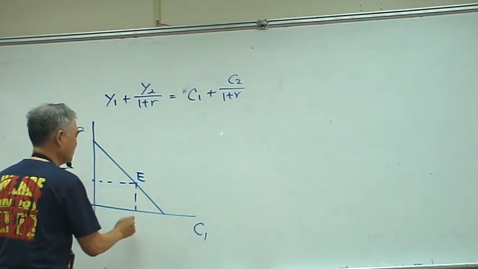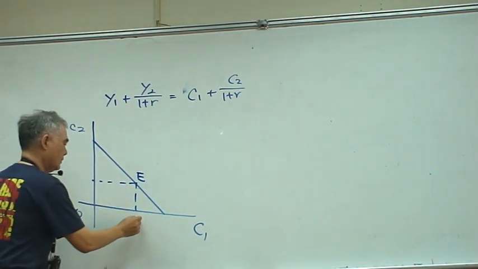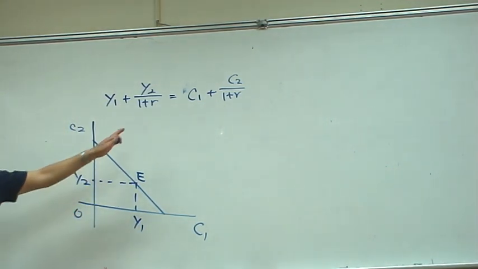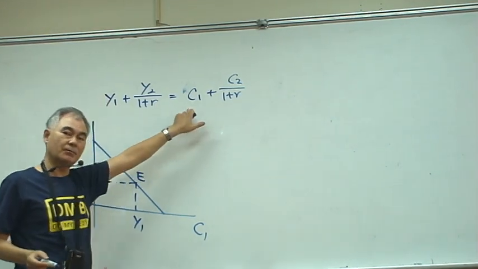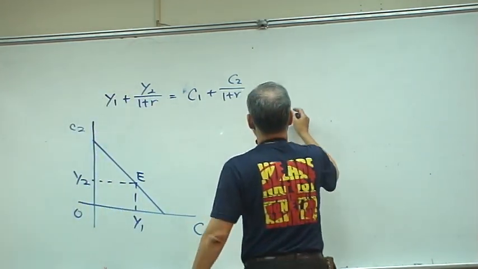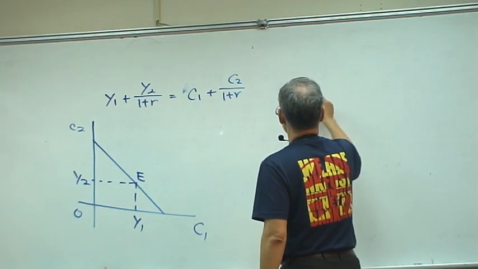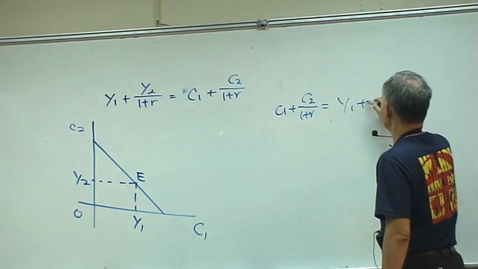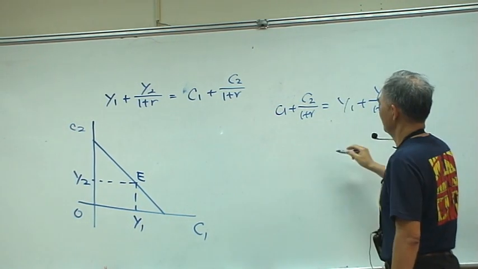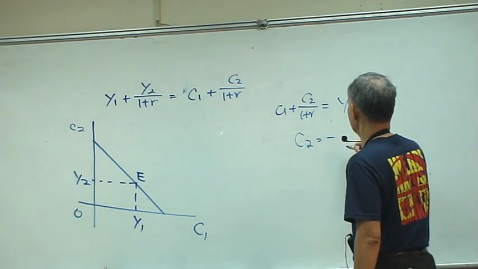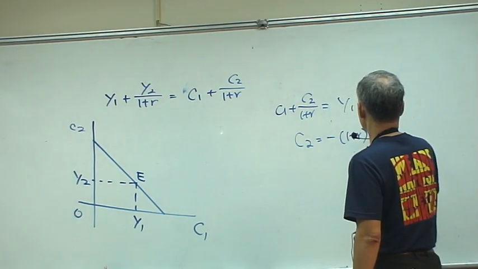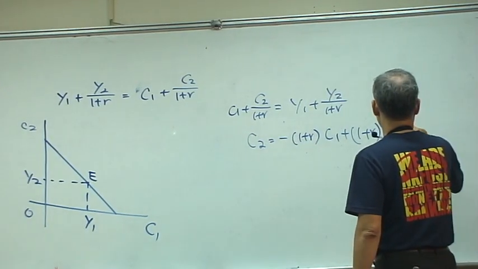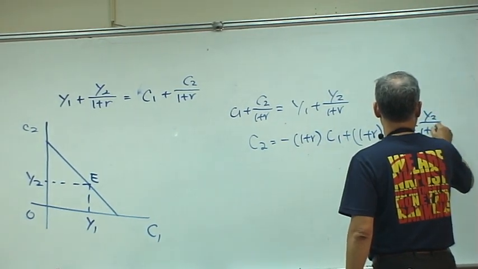Endowment point means that's what you have. So you have Y1 here, Y2 here. Okay, let's try to get to the slope of the budget line. So you have C1 plus C2 over 1 plus R, and here is your income, Y1 plus Y2 over 1 plus R. Then C2 is equal to negative (1 plus R) C1 plus (1 plus R) times (Y1 plus Y2 over 1 plus R).